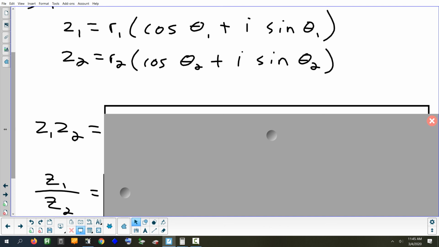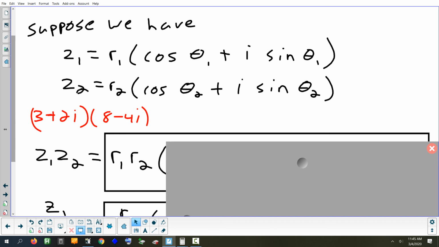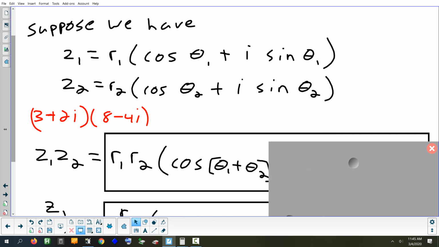If you want to multiply those 2 numbers together, the old way is FOIL. FOIL everything out. The new way is going to be a lot easier. All you have to do in the new way is take the 2 radii, which are either given to you or you have to find, the way I just showed you with the Pythagorean Theorem. Take the 2 radii, multiply them together. Take the 2 angles and add them up. And that's it.